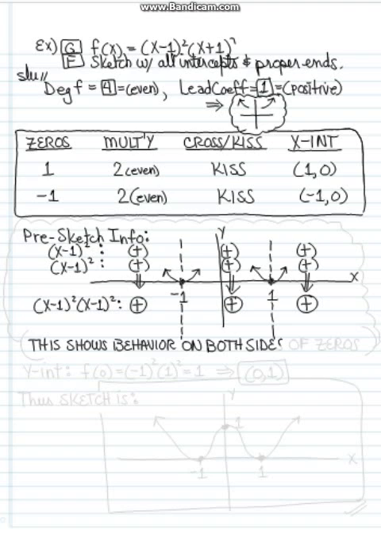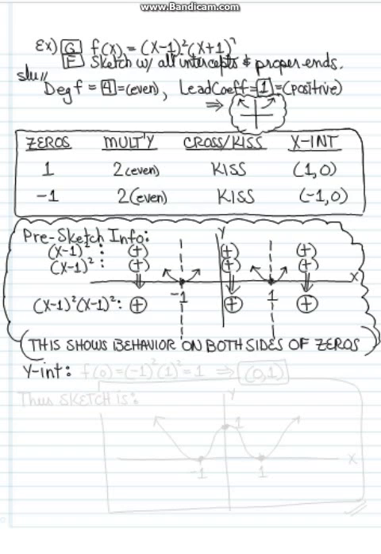Now there's one more thing we need to do before we do our graph, and that's to find the y-intercept. The y-intercept is f of 0. F of 0 is equal to (negative 1) squared times (1) squared. You multiply that together, and you're going to get a 1. So the y-intercept is the ordered pair 0, 1.